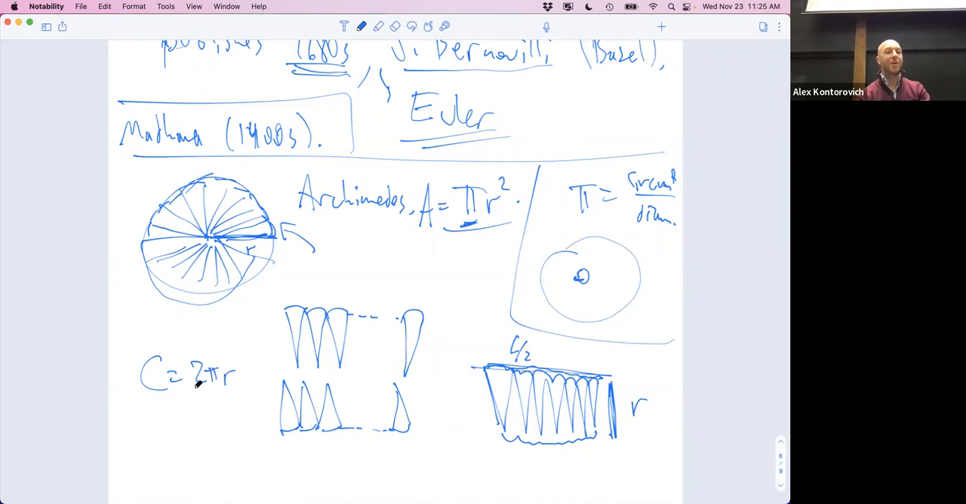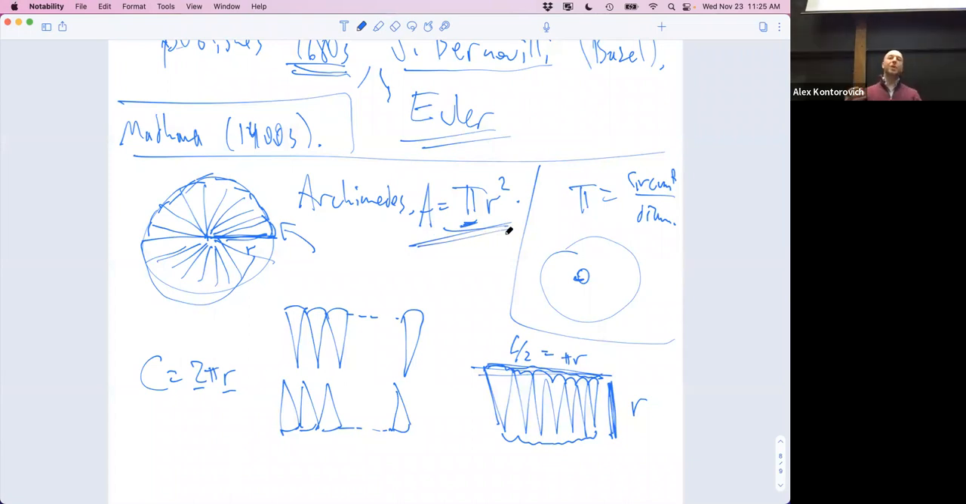It's pi times the diameter. This is circumference over diameter. So circumference is pi times diameter, and diameter is twice the radius. So C over 2 is pi r. That's where pi r squared comes from. Archimedes is the one who figured this out.